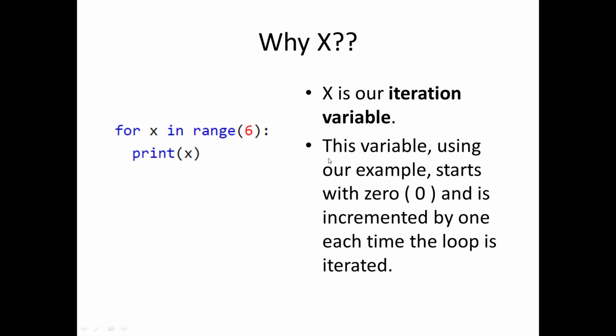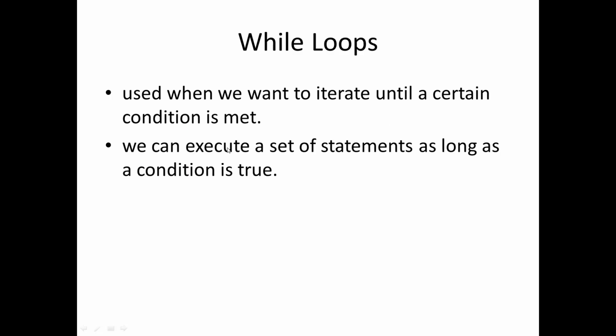In this particular example, the variable is really just a placeholder for your iteration variable. It will start at 0 and it will be incremented by 1 each time we go through this loop. So remember, we use for loops when we generally know how many times we want to iterate through program logic. We use while loops when we want to iterate until a certain condition is met.